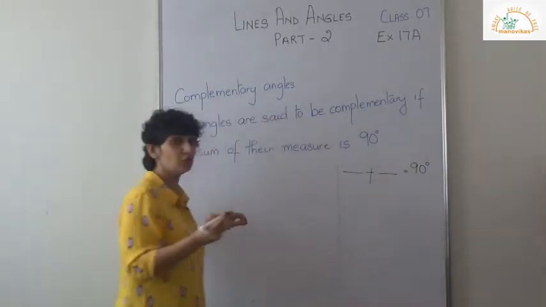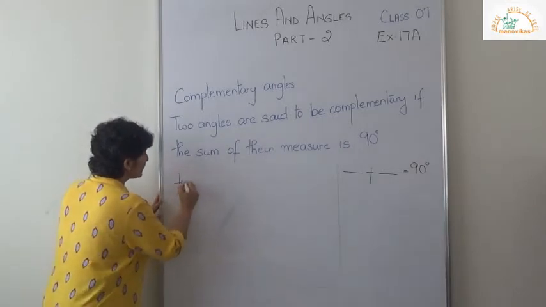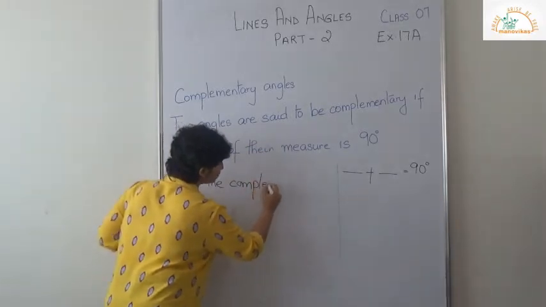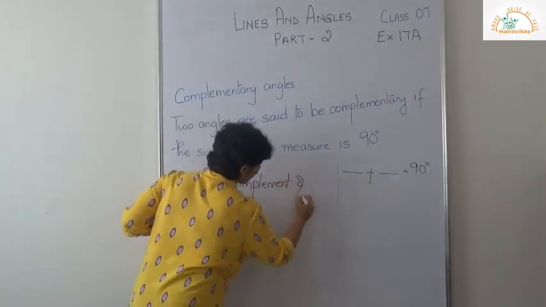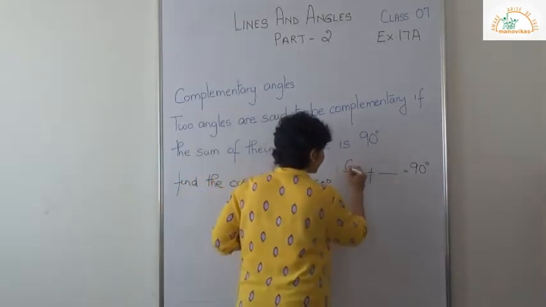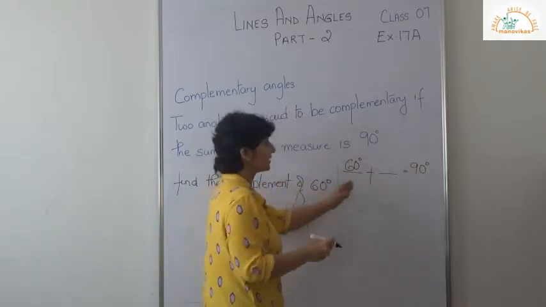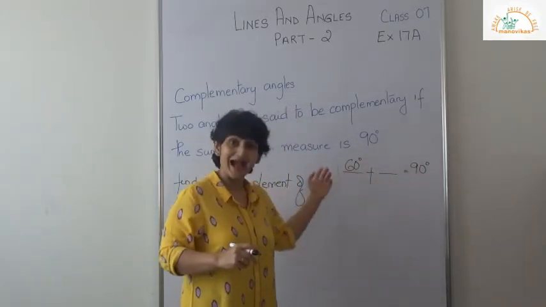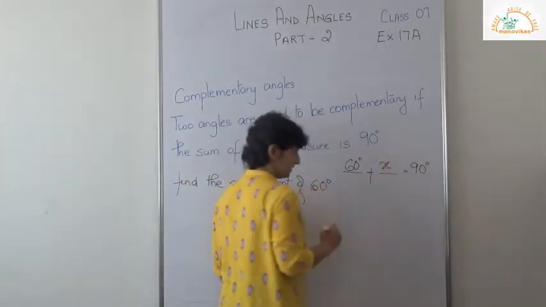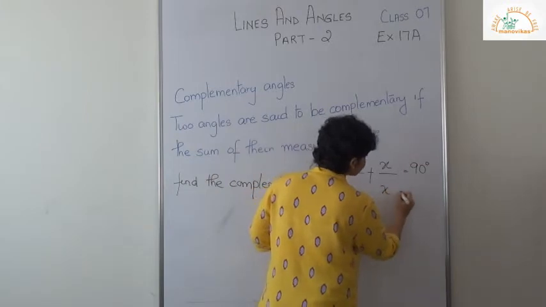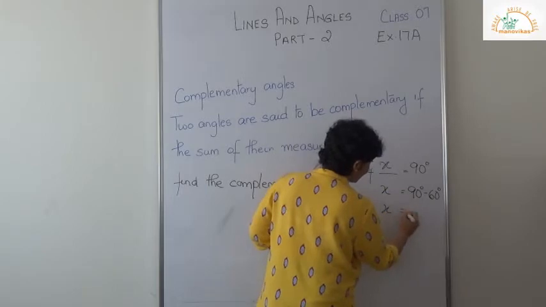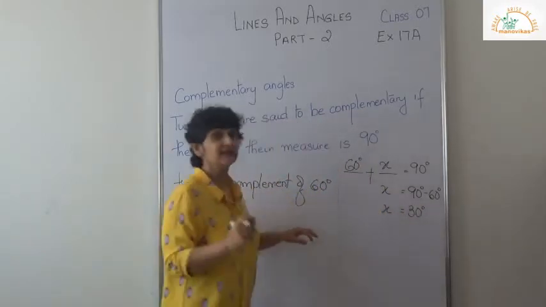So suppose I ask you, find the complement of 60 degrees, then what do I do? That means 60 is there and I need to find the complement of this such that when I add those two, it gives me 90. So what do I do? Let me put an x in. So how do you find the complement? x is equal to 90 degrees minus 60. So my x is equal to 30 degrees.